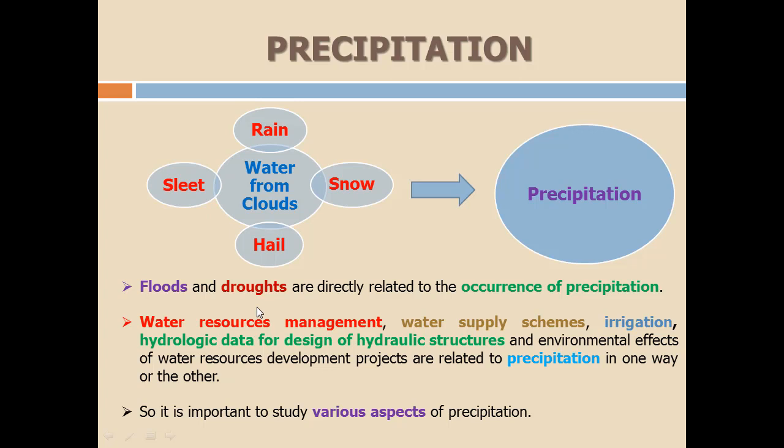Now, in civil engineering, various projects such as water resources management, water supply schemes, irrigation schemes, hydrologic data for the design of hydraulic structures, and environmental effects of water resources development projects are related to precipitation in one way or the other. So it is very, very important for a civil engineer to know various aspects of precipitation. That is why we have taken this lecture on precipitation.